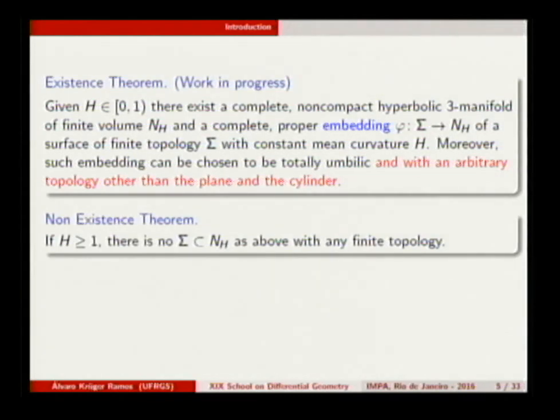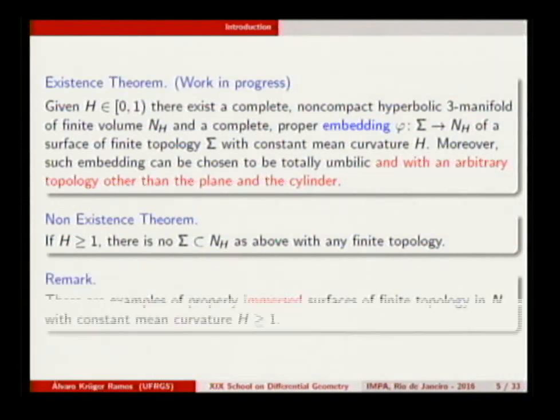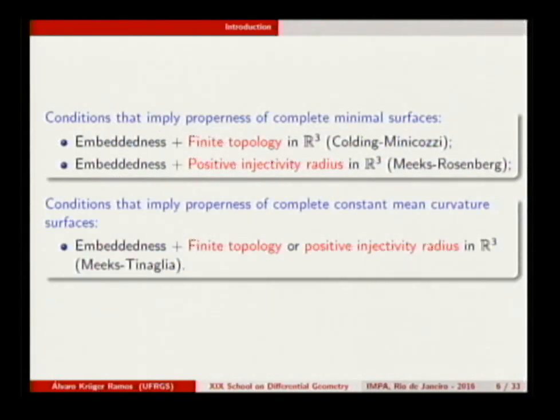Also, we have a non-existence theorem. When H is bigger or equal to 1, it is not possible to find a constant mean curvature surface with mean curvature H, with finite topology, properly embedded in a hyperbolic manifold of finite volume. This is not true if we just assume immersed. There are examples of properly immersed surfaces of constant mean curvature H bigger or equal to 1 in the ambient space. So let me give you a little history.